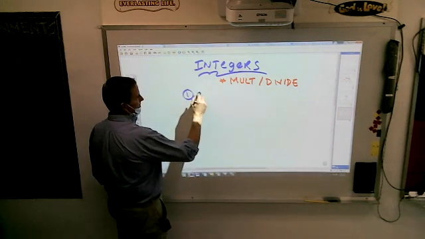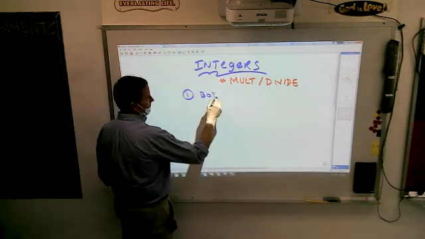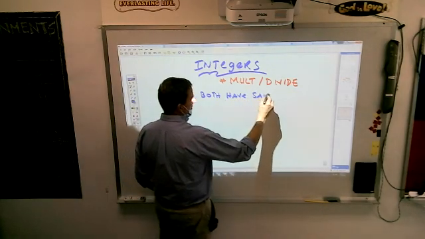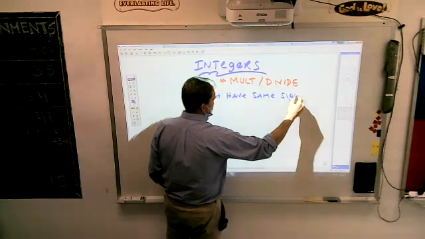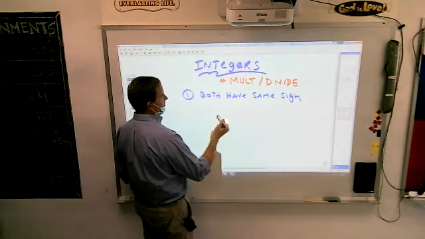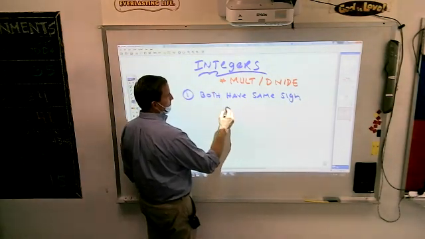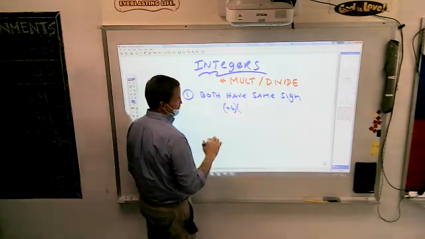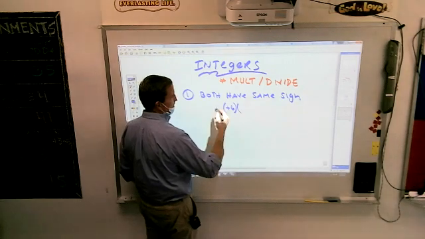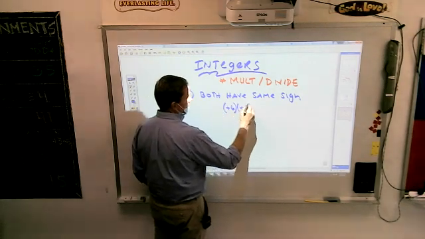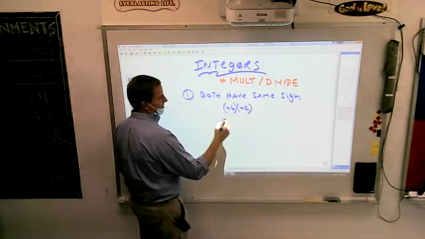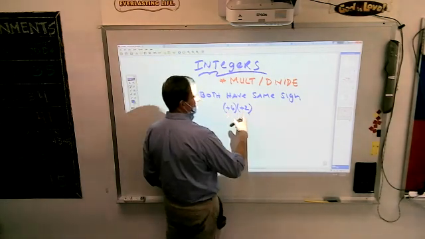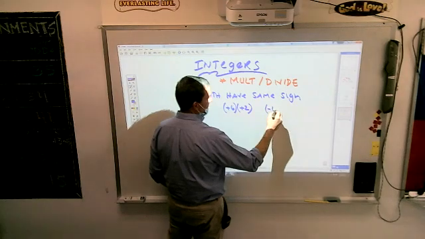Either both of your integers have the same sign. Let's say you've got positive 6, and anytime you see parentheses next to each other, that means multiplication. They either both have the same sign, or they have different signs. Both having the same sign means they're both positive or they're both negative.